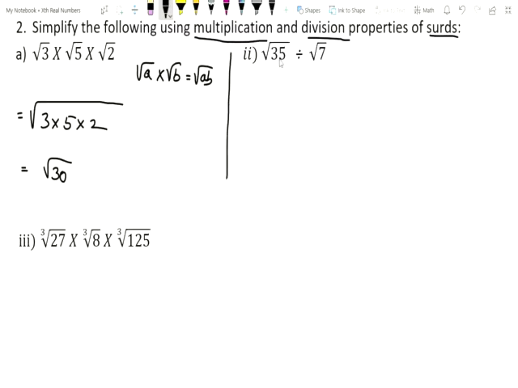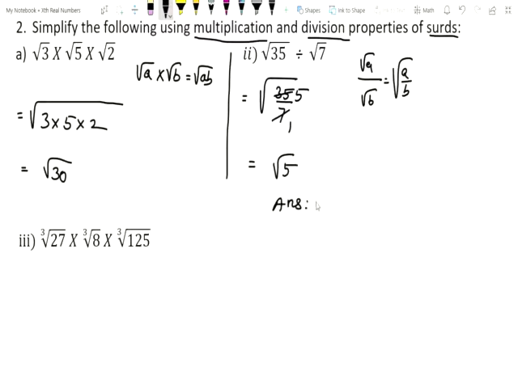Next, root 35 divided by root 7. Root A by root B equals root of A by B. So what will you get? Root of 35 by 7. 7 ones are 7, 7 fives are 35. So what is the answer? Root 5 is the answer. Do you understand, children? See the next one.